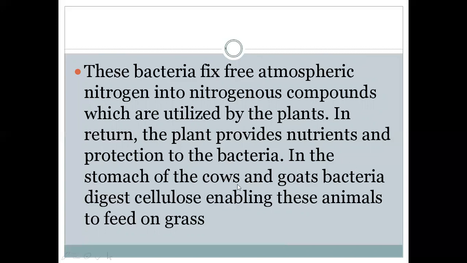In the stomach of cows and goats, bacteria digest cellulose, enabling these animals to feed on grass. We know that cows are herbivores and feed on grass, but they do not have any mechanism to digest it. So cellulolytic microorganisms present in their gut or stomach digest the cellulose present in the grass so that they can feed on it.